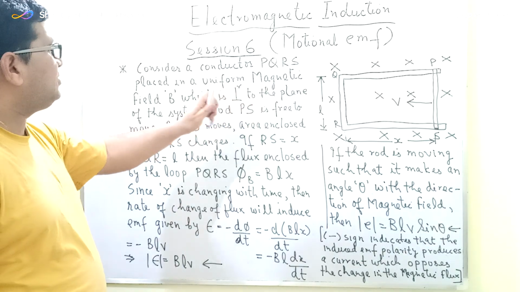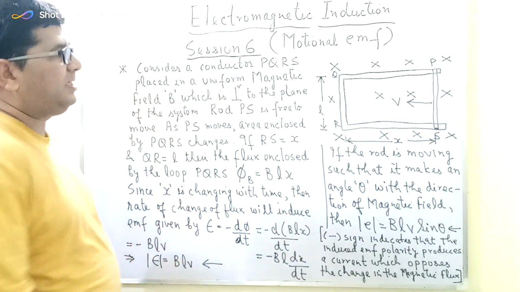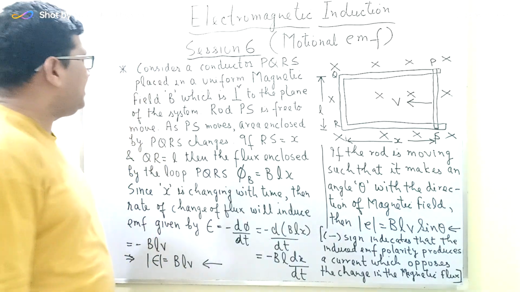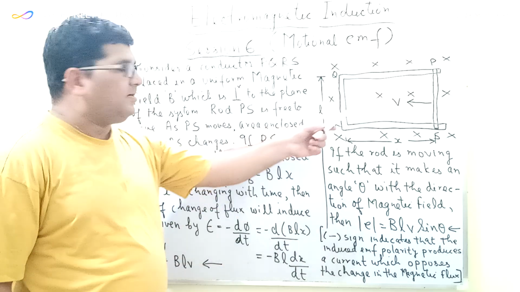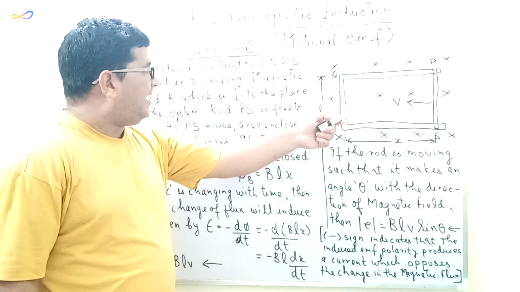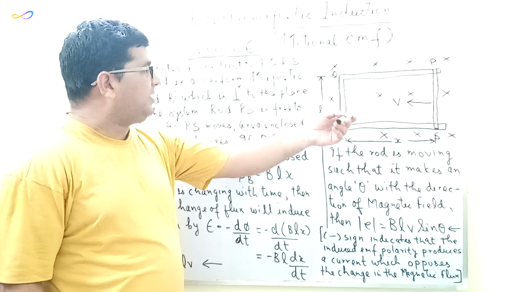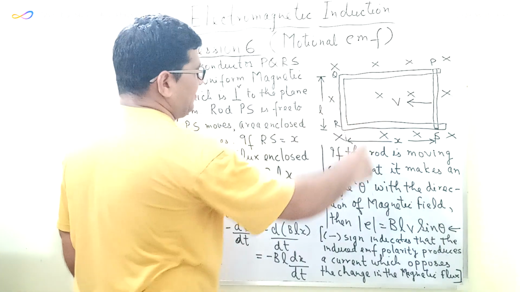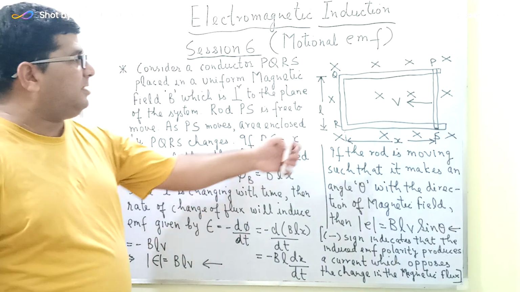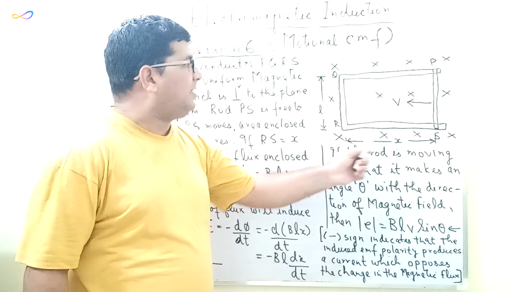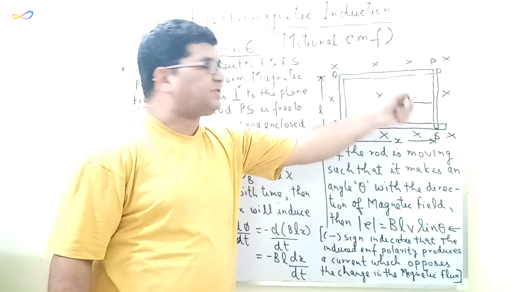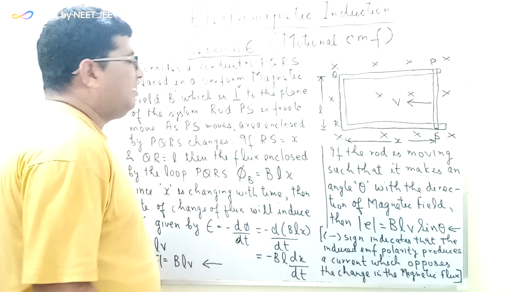With regards to this topic, I have considered one conductor PQRS, which is lying in a uniform magnetic field of intensity B. This magnetic field is perpendicular to the plane of this system. Now, this is a rectangular conductor in which the conductor PS is free to move in any direction.